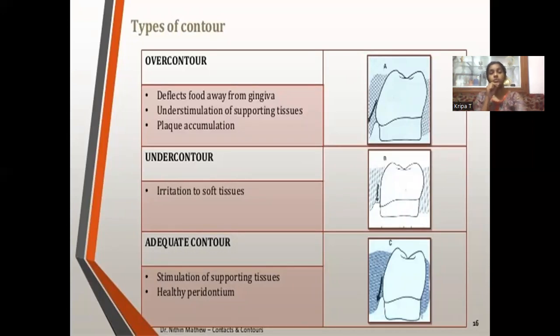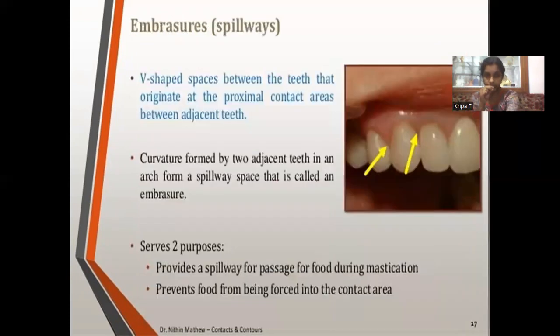As for the type of contour, if it is adequately contoured, you have adequate stimulation of supporting structures and a healthy periodontium. If it is over contoured, the food will get deflected away from the gingiva, with lack of stimulation of the supporting structure and a lot of plaque accumulation. If it is under contoured, there is continuous irritation of the soft tissue.